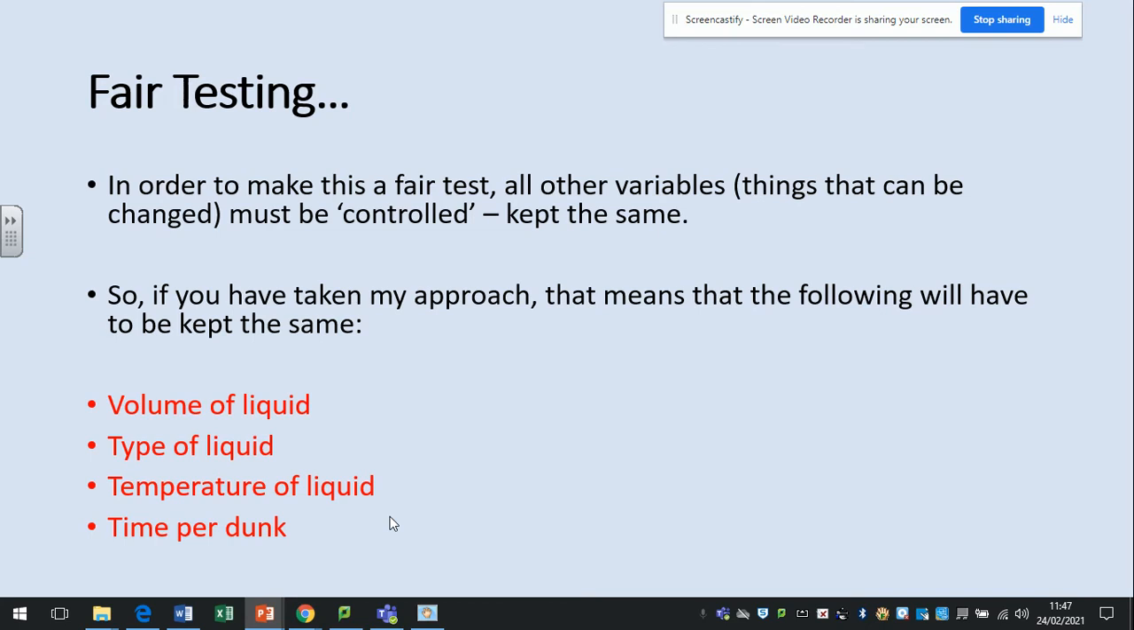So fair test is about keeping everything else the same other than the type of biscuits. So you need to dunk them in the same way. You need to have the same temperature of liquid, the same volume, everything like that.